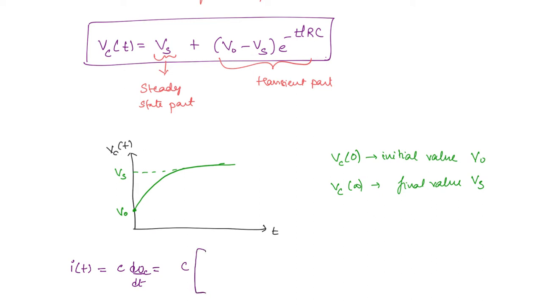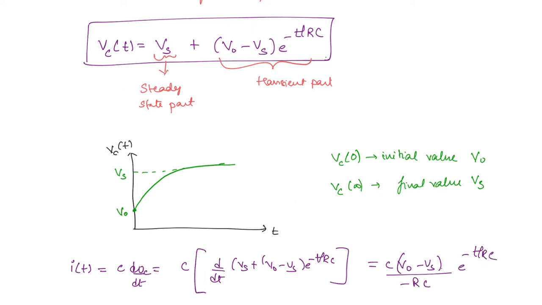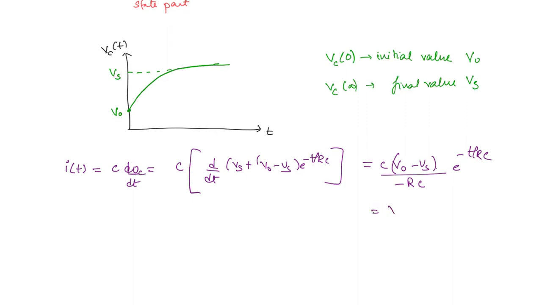So we will do C d by dt of Vs plus V naught minus Vs e to the power minus t by RC. So what you are going to get here: C times V naught minus Vs divided by minus RC, e to the power minus t by RC. So you can write here Vs minus V naught by R e to the power minus t by RC. Now the voltage across the resistor will be simply R times I of t. So once you find out the capacitor voltage, you can find out everything else.